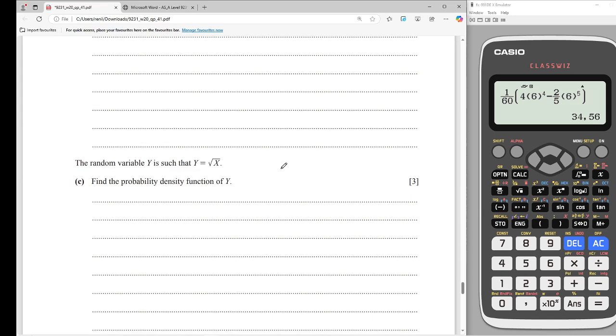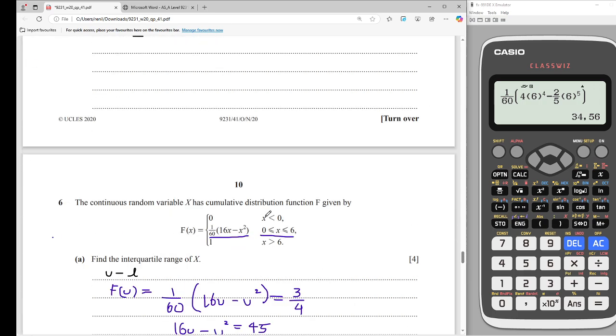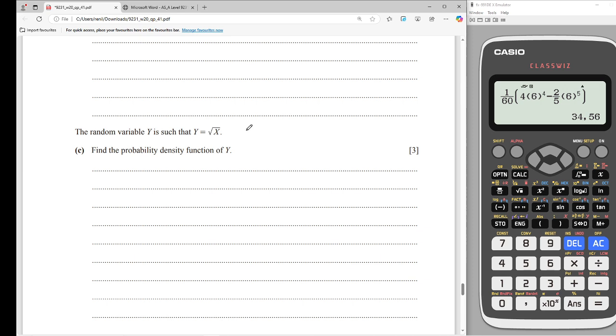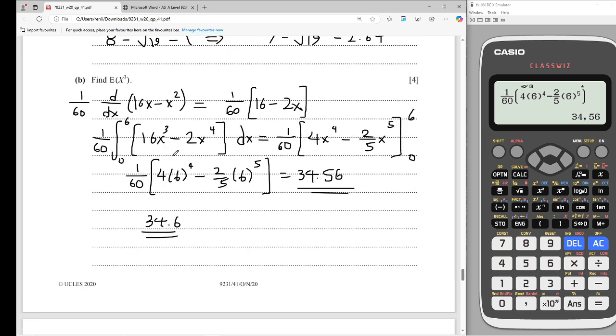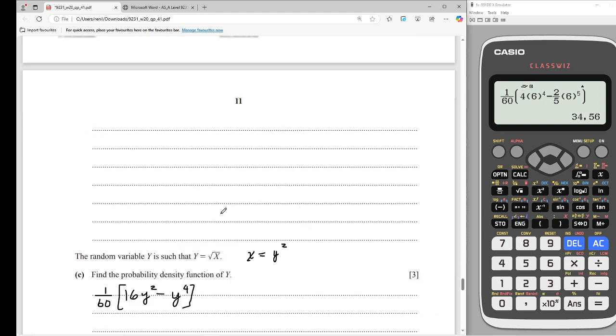Find the PDF of y such that y equals root x. We have over here in our entire CDF x and x. We don't have root x anywhere, so we need to convert x equals y squared, because when you square both sides you get x equals y squared. This is the first step. In our function we have 1 by 60 times 16x minus 6x squared. When you plug in values of this, you get 1 by 60 times 16y squared minus y to the power 4. This is essentially the CDF when you replace with y.